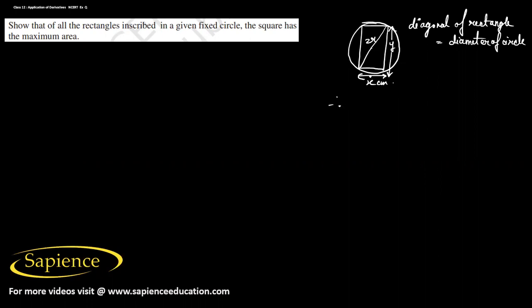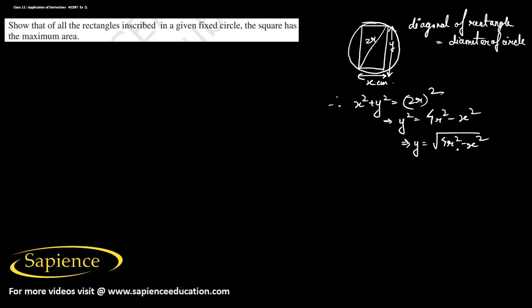So therefore, if we apply the Pythagoras theorem here, then we can say that x square plus y square will be equal to 2r whole square. So therefore, y square will be equal to 4r square minus x square. So therefore, y is equal to square root of 4r square minus x square.